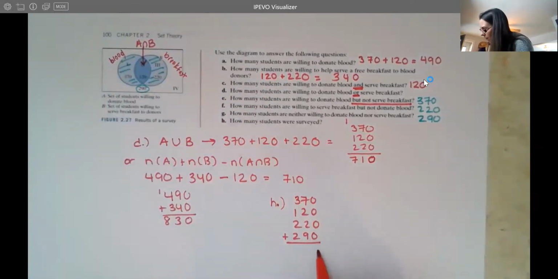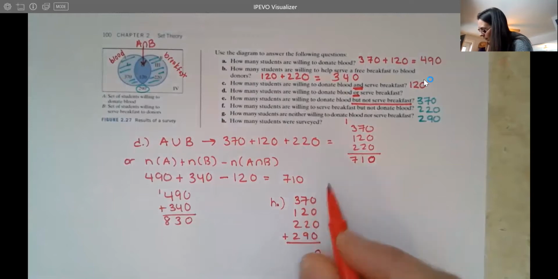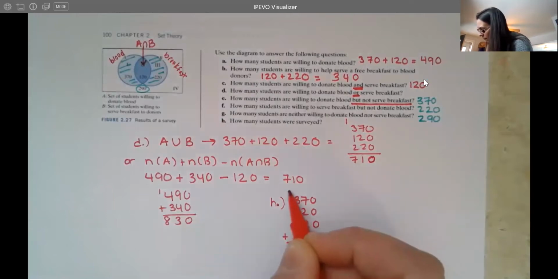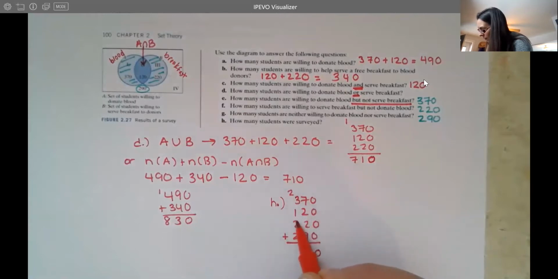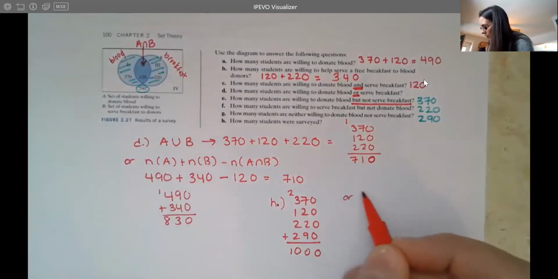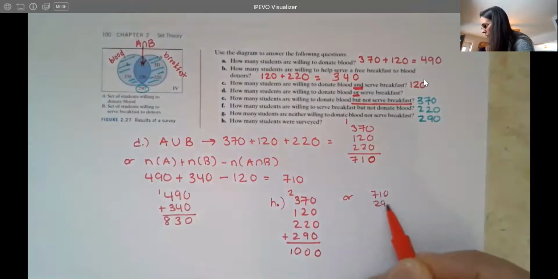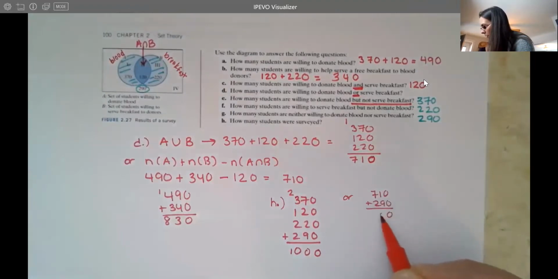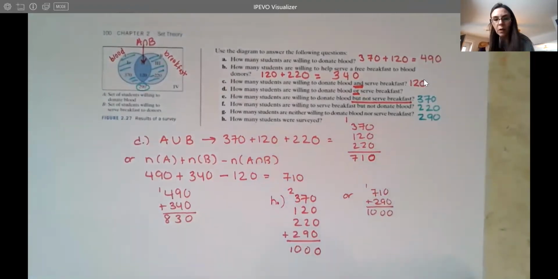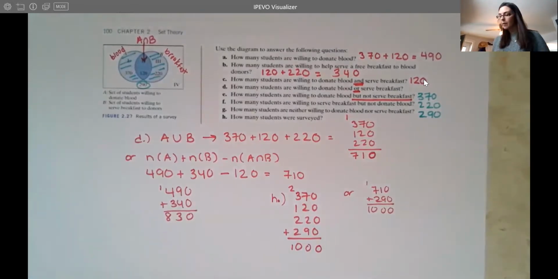That works as well. So let's see, we have 16, 17, 18, 19, 20. So 5, 6, 7, 8, 9, 10. So I have 1,000. And you can see that you can also do that from the 710, from the union, and then the extra 290 that don't want to participate also get that 1,000. Okay, so 1,000 students in total were surveyed.